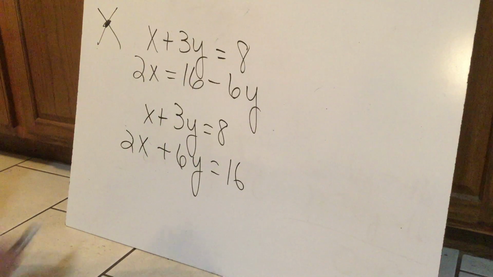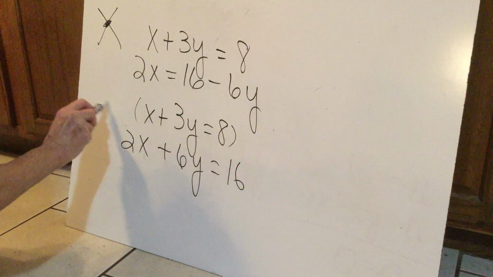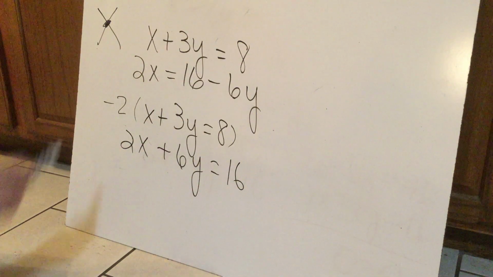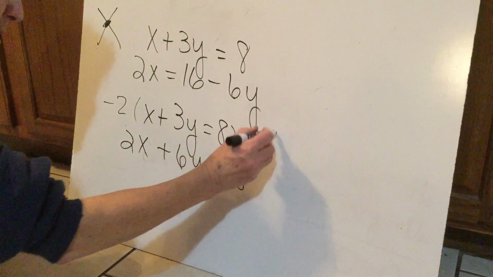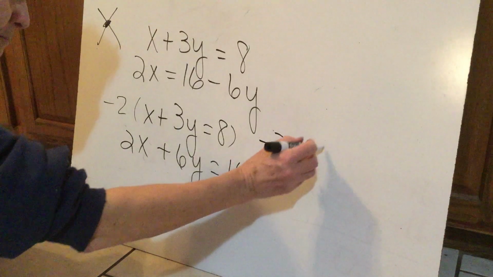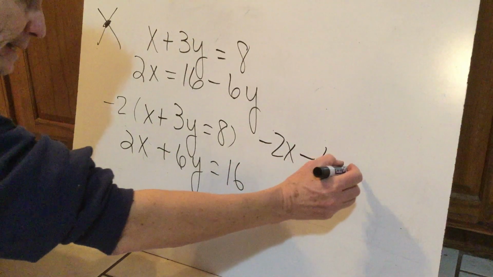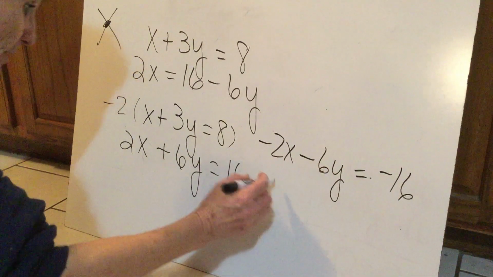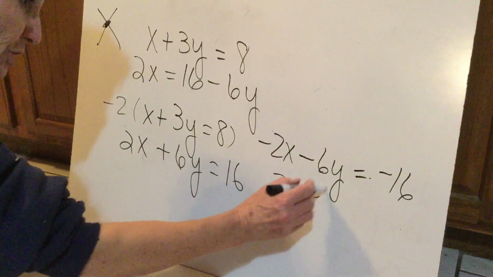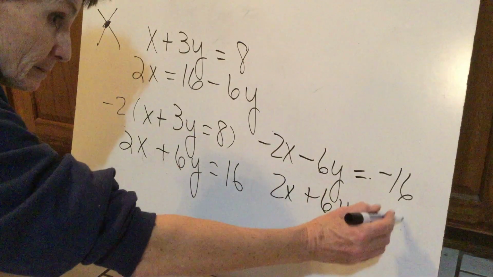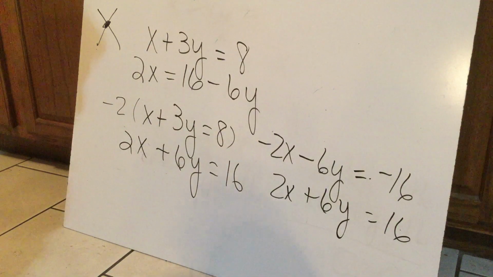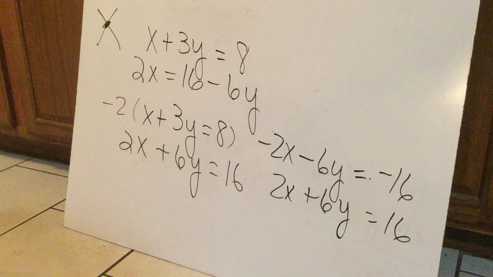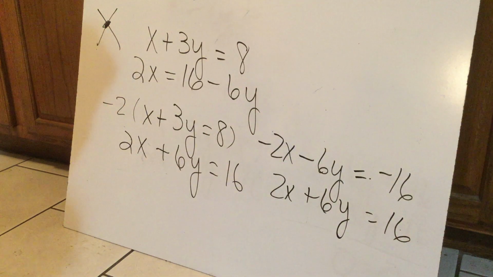I think I'll multiply the top one by -2. And remember, that does mean all the way across. So we're going to multiply everything on top by -2. Now the bottom equation isn't going to change. I just multiplied the top one by -2. Now when I do that, what happens?